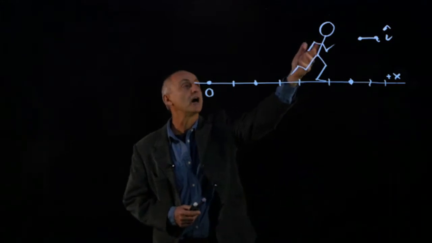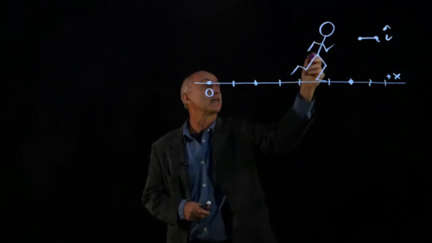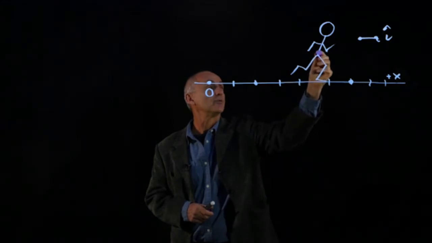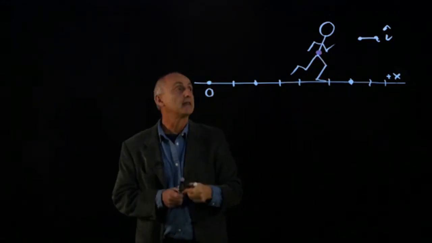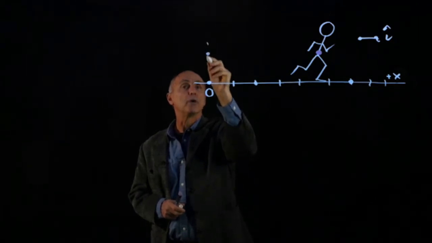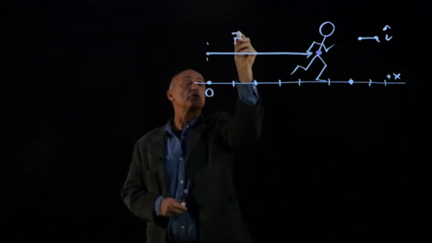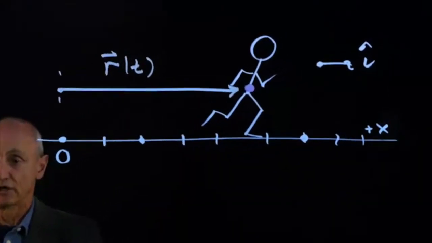Now, the runner is a non-rigid object. Legs and arms are moving back and forth. So let's just imagine that there's some fixed point in the runner at the center. And let's give a vector. So we're going to draw a vector from above our origin to that point. And this is what we'll refer to as our position function.